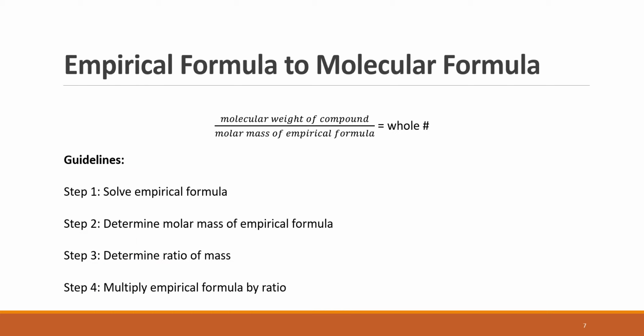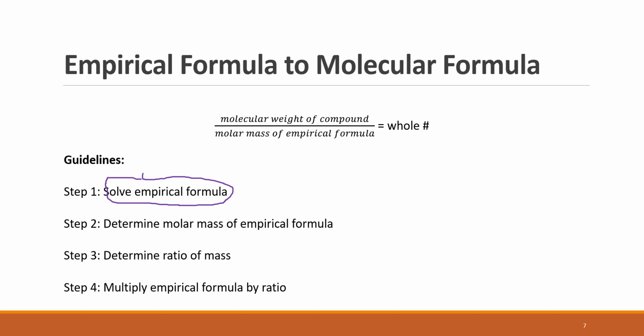How do we represent empirical formulas as molecular formulas? So how do we get there? Remember, empirical formulas were the lowest whole number ratio of the formula itself. It does not necessarily represent the chemical or molecular formula. So we first, of course, need to know what the empirical formula is, and that's what we just did on the previous slides.